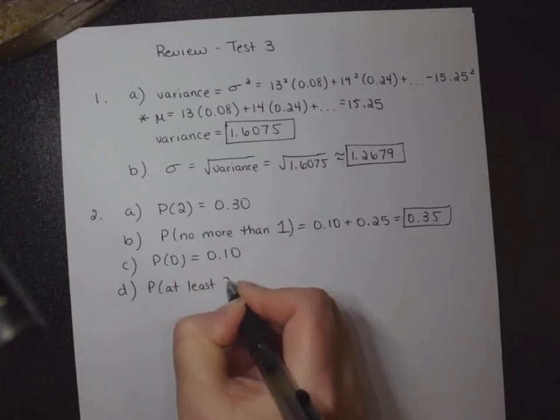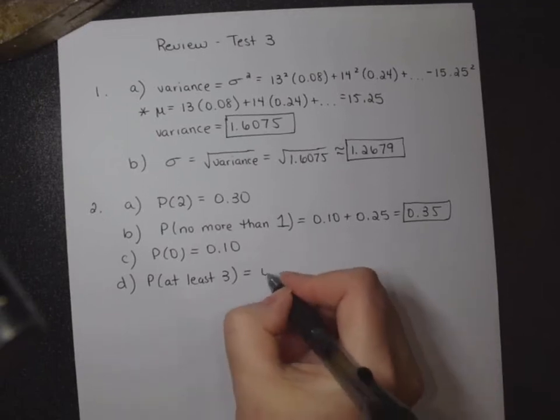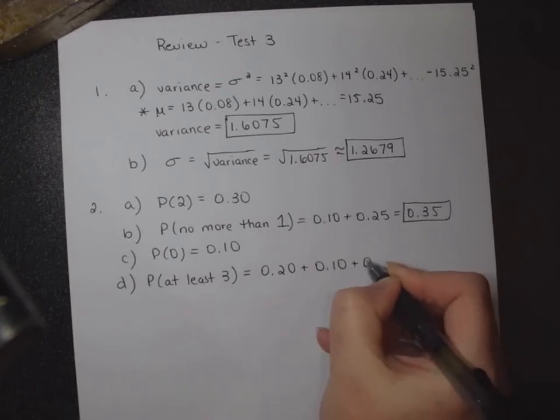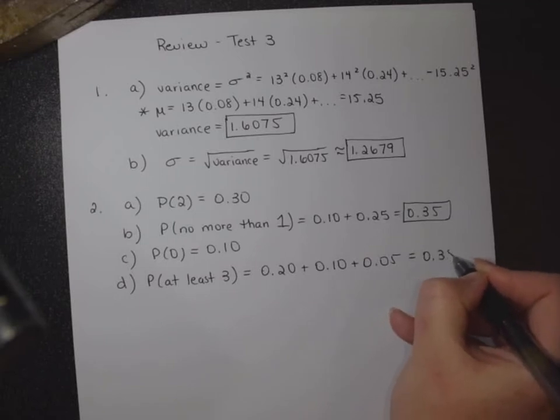At least 3 would mean 3, 4, or 5, right? So it would be the values 4, 3, 4, and 5 added up. And so that is 0.35.